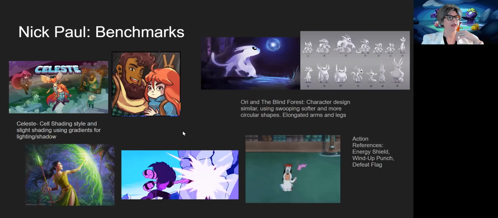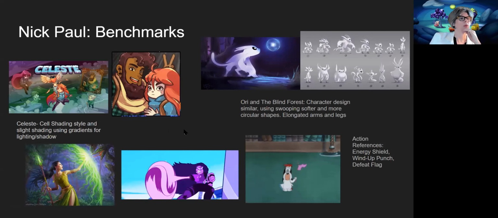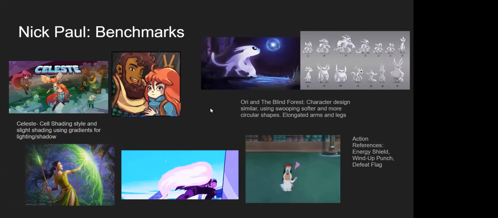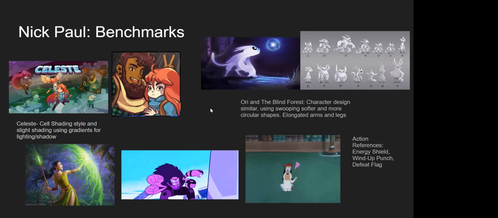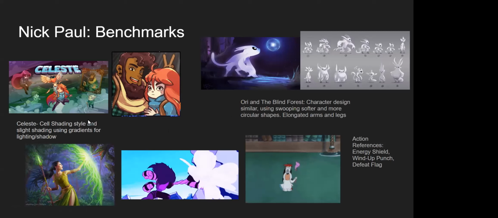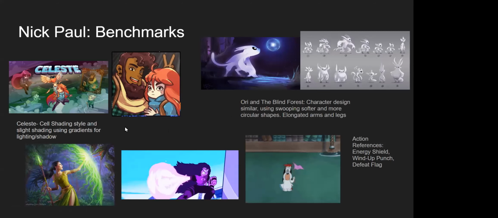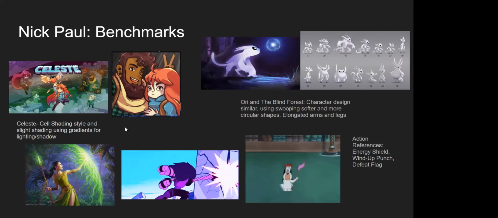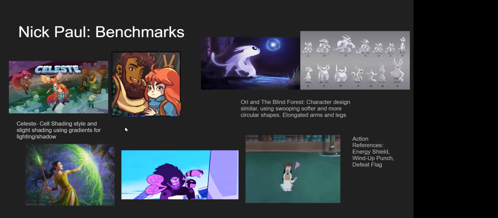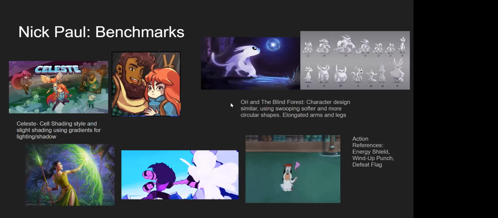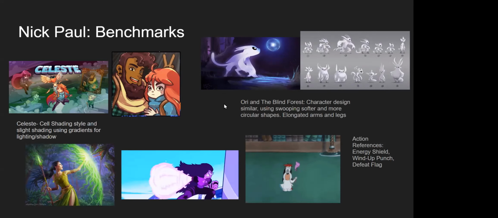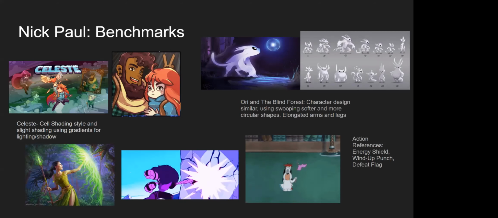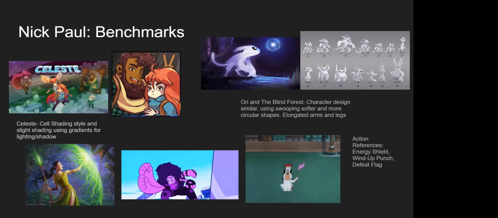and what were some of the specifics of just a few of these. Yeah, so the top two were more for style references. From Celeste, I wanted to follow their example of using more gradients and cell shading for the coloring. So not a lot of detail, but the detail that is there is done using those methods. And then Ori and the Blind Forest, which is the other one, was more for character design. So I wanted to have similar body shapes using a lot of circular shapes and more elongated arms and legs. And I think I captured both of those pretty well.